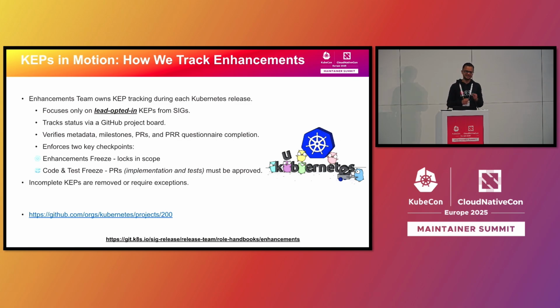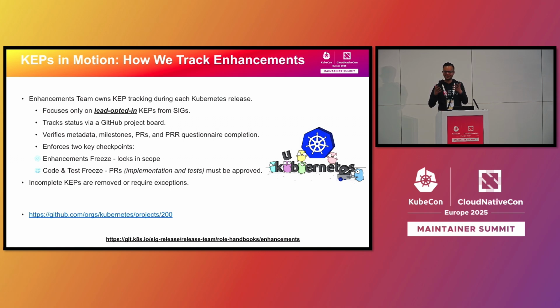Once that discussion has happened, they apply a lead-opted-in label. So basically it's a GitHub label. Once that label gets applied to the KEP, we have an automation, Prow, which you can think of as a GitHub action. What it does is pick up all the issues that have been opted in and dump them into a GitHub project board, that is the tracking board. Then the enhancements team, which is part of the release team, which I'm currently leading for this release, 1.33, takes the KEPs from the release board and tracks all those KEPs.